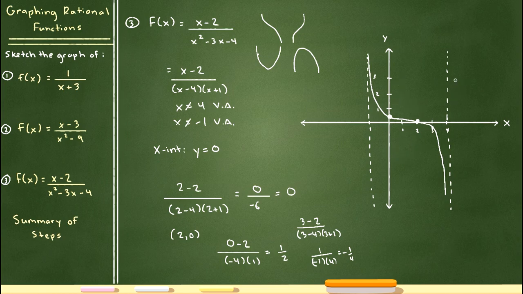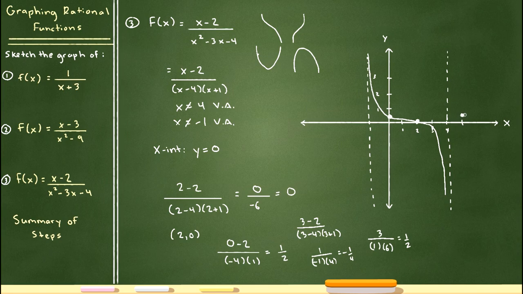Now we want to check to the right and the left here. So now, to the right of this asymptote, we could choose a value of 5. So we would get 5 minus 2 on top, which is 3, divided by 5 minus 4, which is 1, and 5 plus 1, which is 6. So this is 1/2. So at the value of 5, we're at 1/2, which is right here.